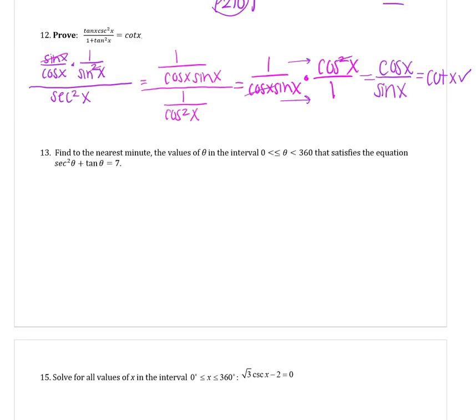Okay, to the nearest minute, find the values of theta in 0 to 360 that satisfy the equation secant squared of theta plus tangent of theta equals 7. Now, right away, I'm noticing that I have trig functions that don't match. I got secant and tangent. So I gotta think, is there a way I can rewrite secant squared, because, I mean, it's squared, it's probably an identity, so that it's in terms of tangent.